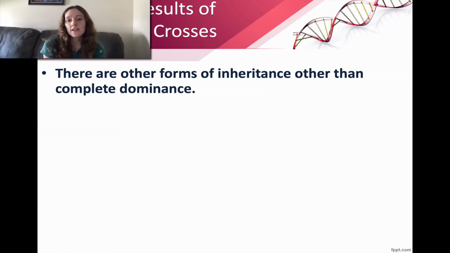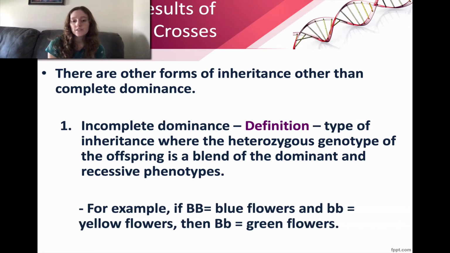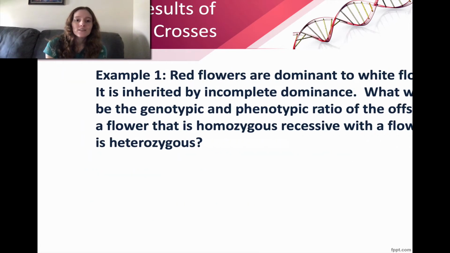Now, there are other forms of inheritance aside from just complete dominance. So with complete, you have two definite colors. Incomplete is where these things are going to be blending together. And that happens only in the heterozygous form. So for example, if we had two capital B's, which was blue flowers, and two lowercase b's, which would have been yellow flowers, and we mixed that together. Blue and yellow are going to make green if you remember back to art class.